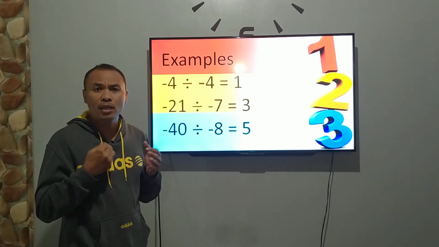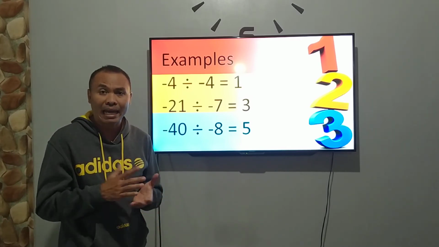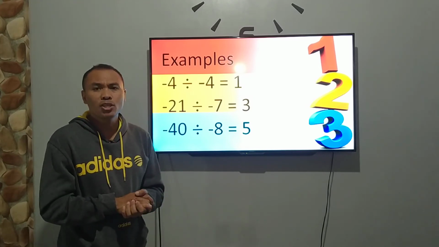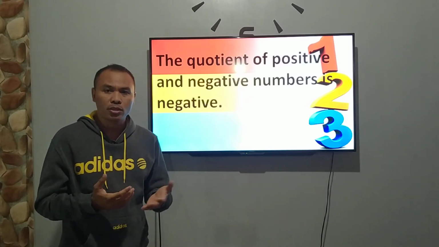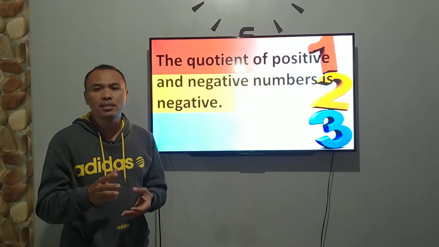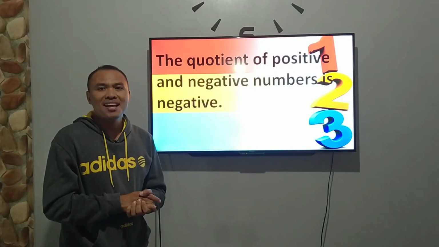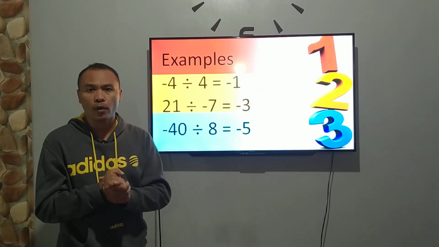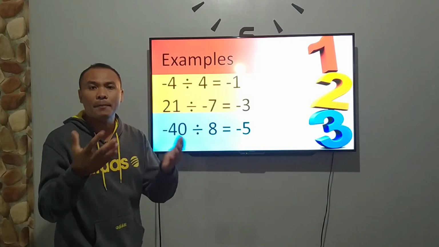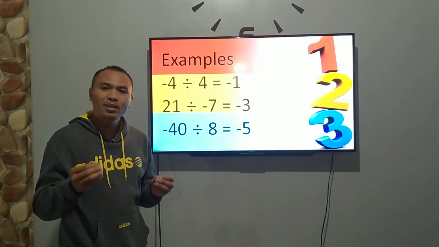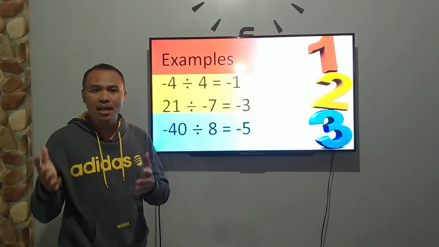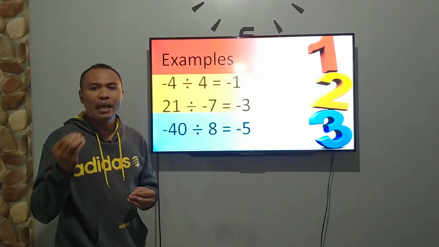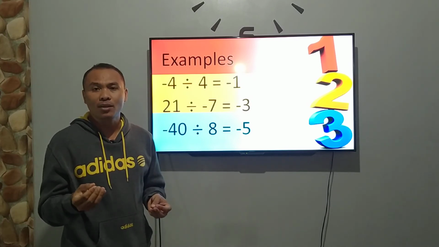Lalo sa mga estudyante kong minamahal, minsan kayo nalilito sa science. Eto, makinig kayong mabuti. And the last rule is just the same with the multiplication of integers. The quotient of positive and negative numbers is negative. Example, we have negative 4 divided by 4. This is negative 1 kasi magkaiba na yung kanilang sign. So 21 divided by negative 7, the quotient is negative 3. Negative 40 divided by 8 is equal to negative 5.